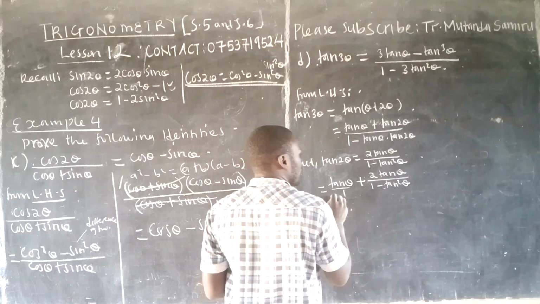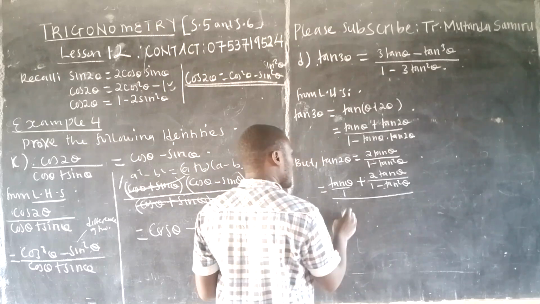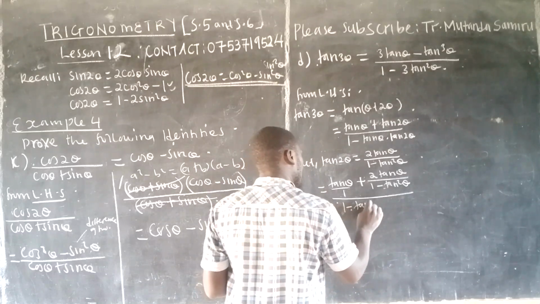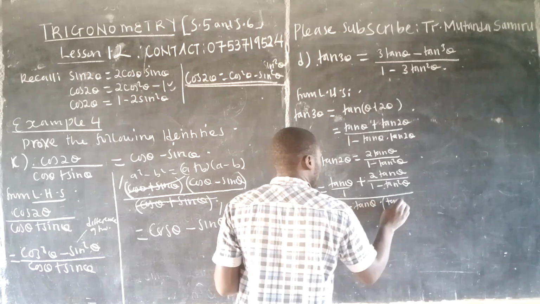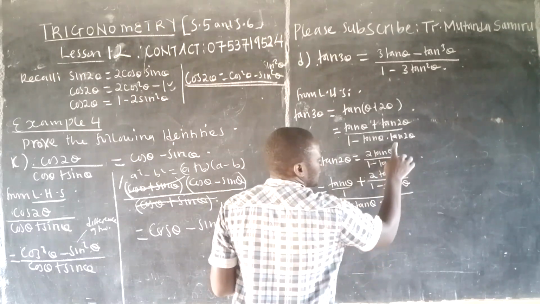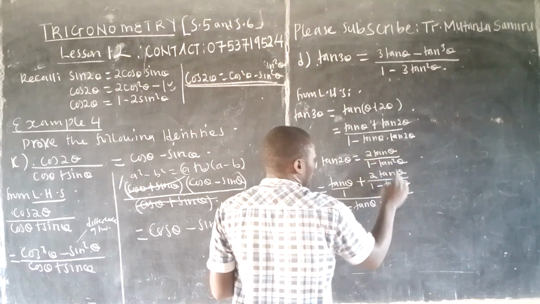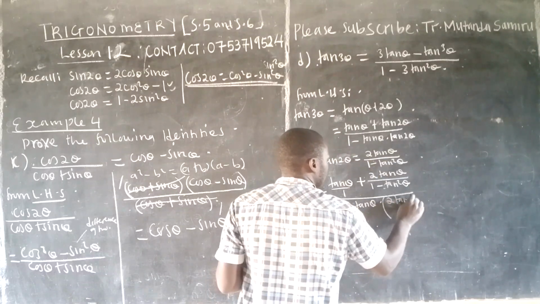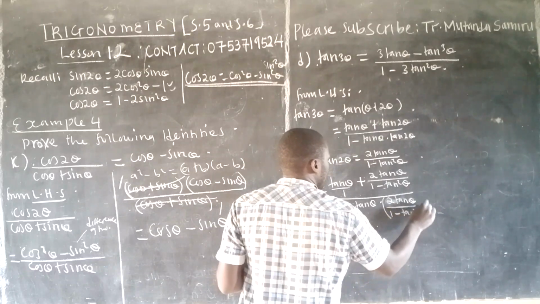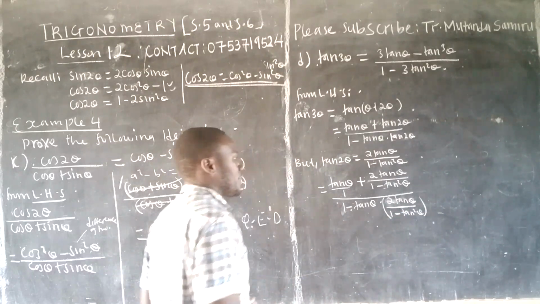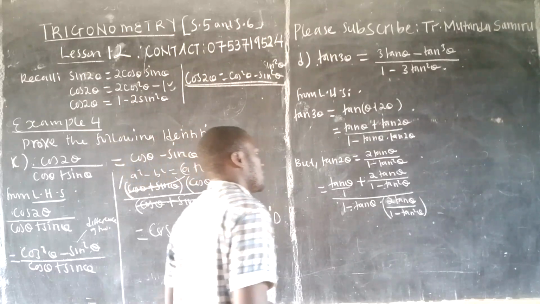This is over 1 to make it a fraction. Over, down, 1 minus tan θ times 2 tan θ. I'm substituting for this one, whereby I'll put 2 tan θ over 1 − tan² θ, as simple as that. Let's now continue.